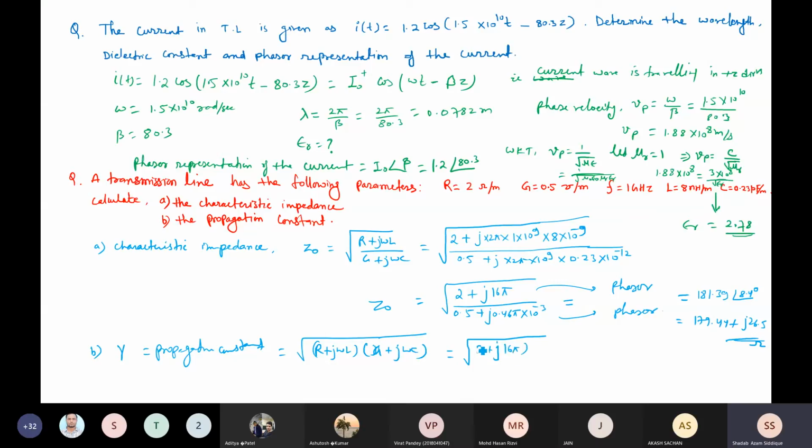j 16 pi, and this will be 0.5 plus j 0.46 pi into 10 to the power minus 3. If you solve this, you will find the value comes out to be 0.277 at an angle of 79.31 degrees. And if you want to calculate in a plus jb form, this will give you 0.051 plus j 0.273. So that is the answer you will get. Very simple. Try to solve this. You can calculate.